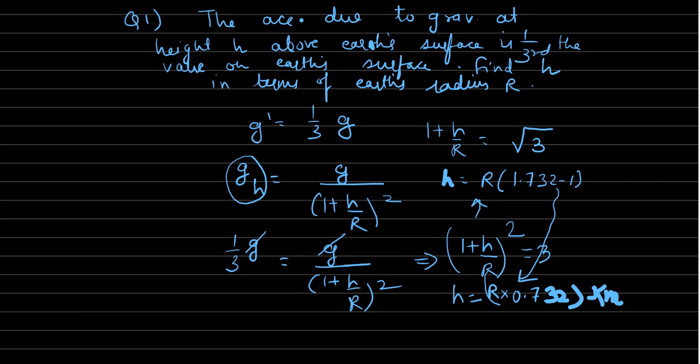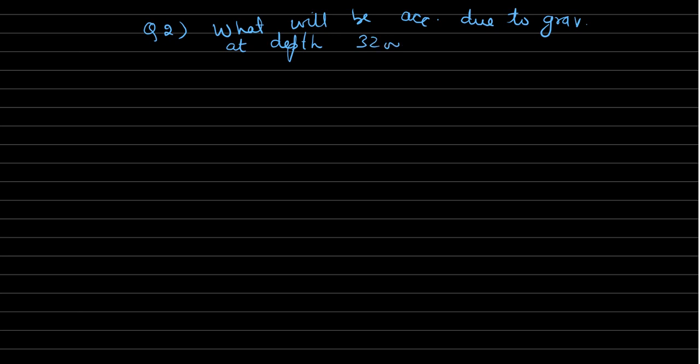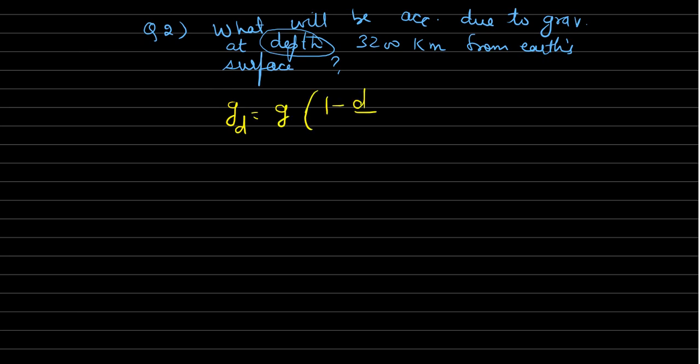Okay. Now taking the next numerical, which is question number 2. What will be the acceleration due to gravity at a depth of 3200 kilometer from Earth's surface? So for this, the word given is depth. Hence, we have to use the expression for depth. So over here, the expression for depth is gd equal to g(1 minus d divided by R).